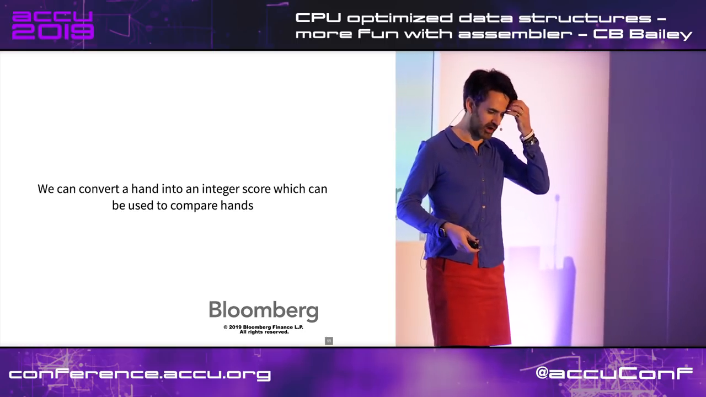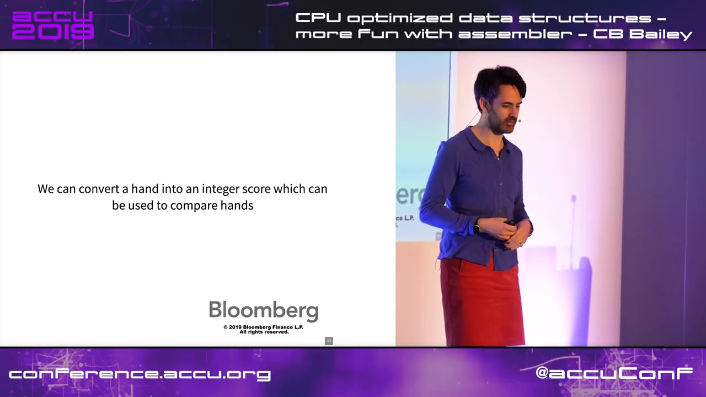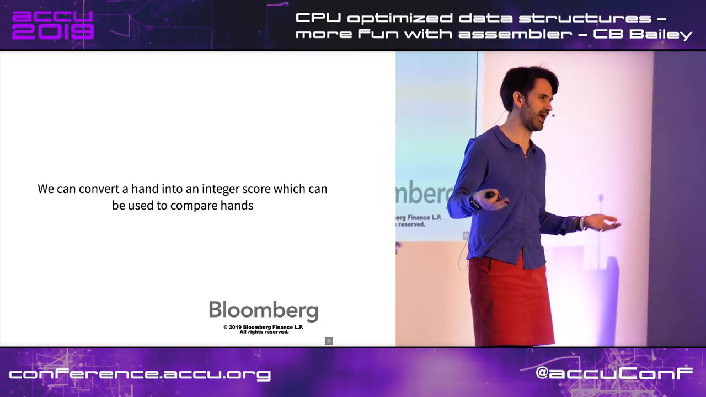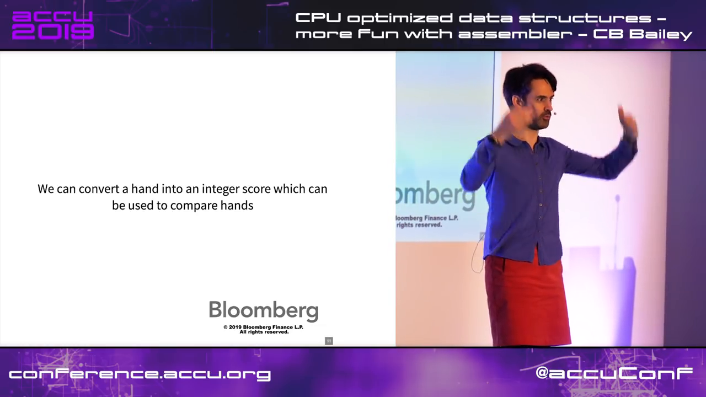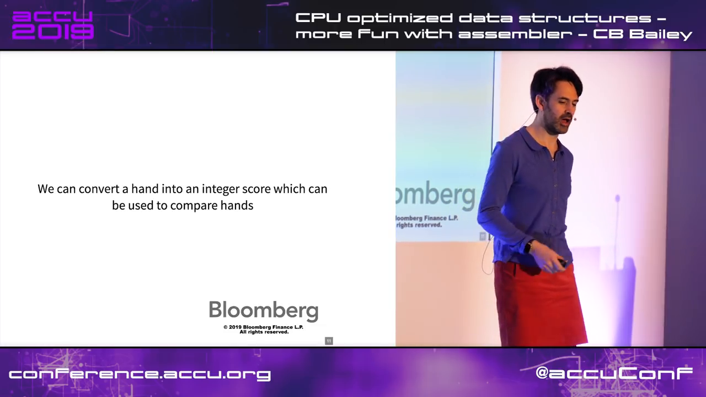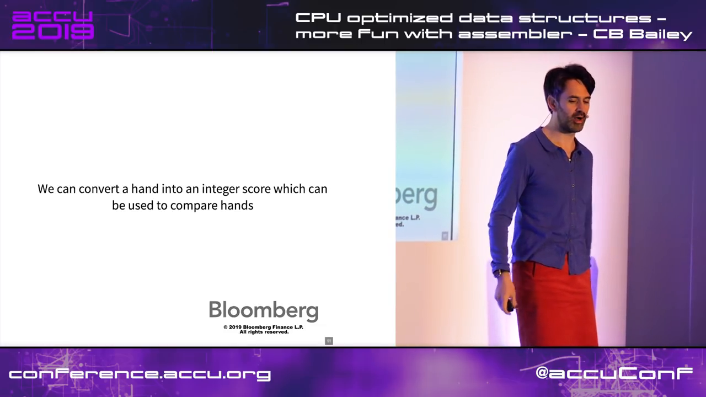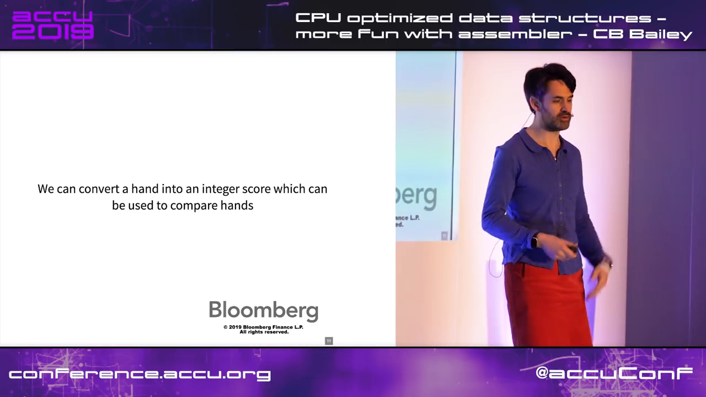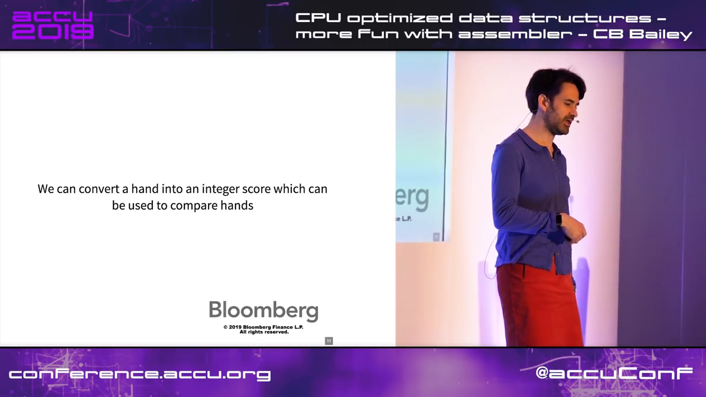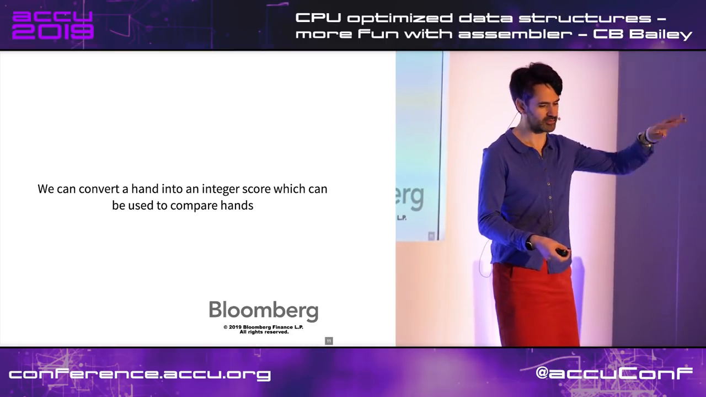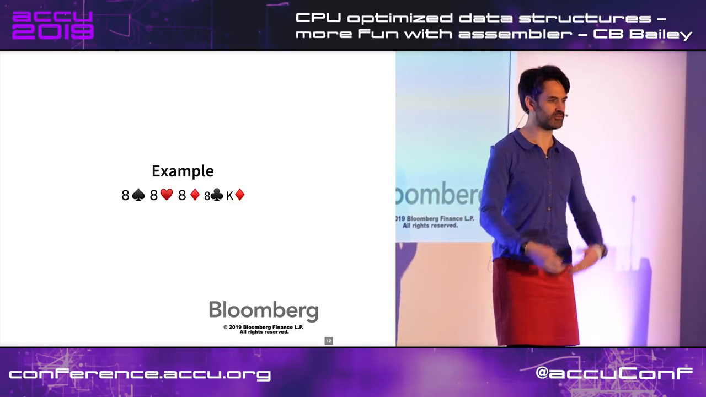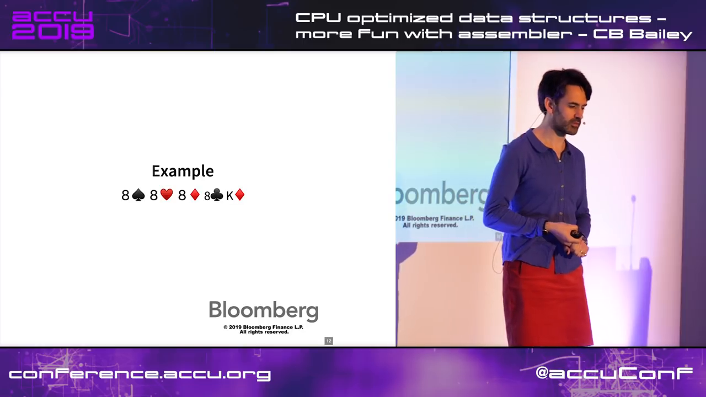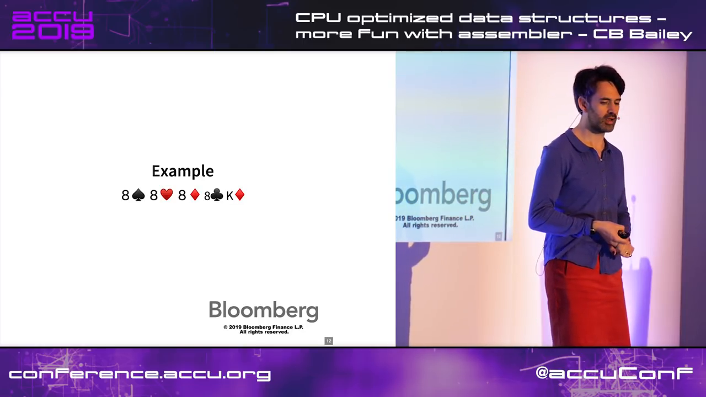So it turns out, it always turns out, there are a finite number of hands, and we've got rules about what hand beats the other, so we can form an ordered list. You can turn a hand into an integer score that can be used to compare them, and you can do this in a way that's easy to determine from the cards, not just by going through a list. So here's my example, which is a four of a kind, four eights and a king.